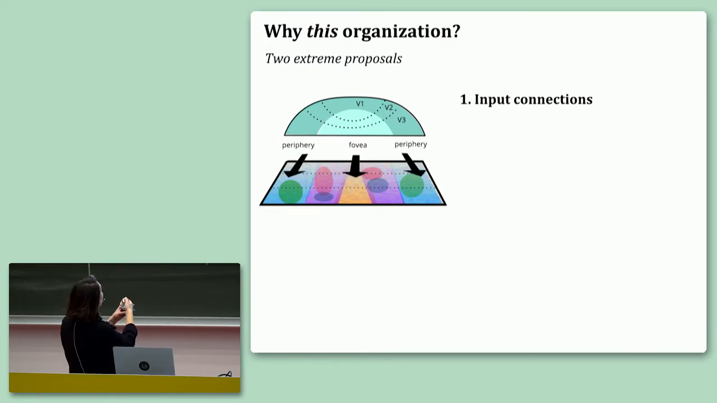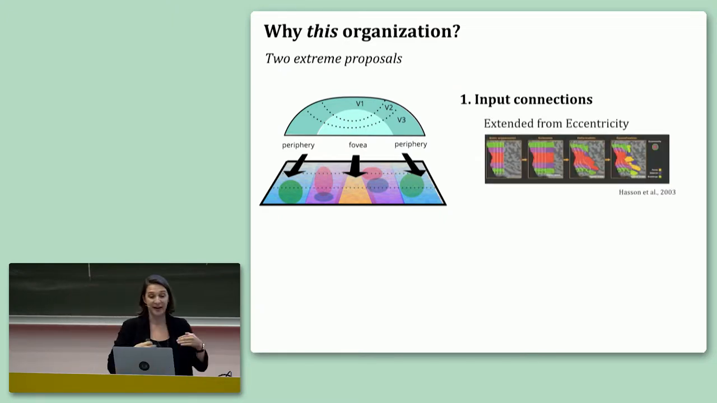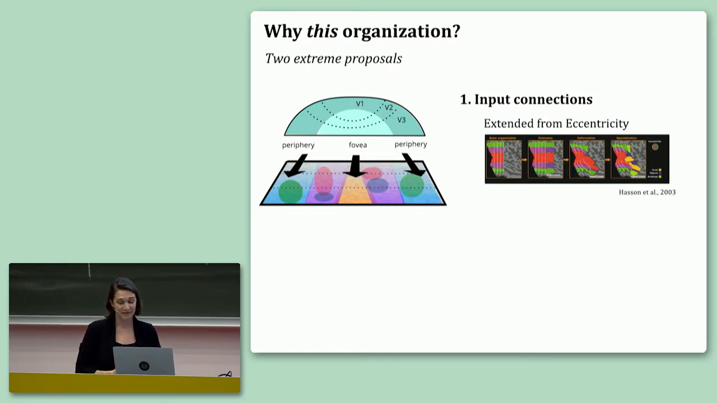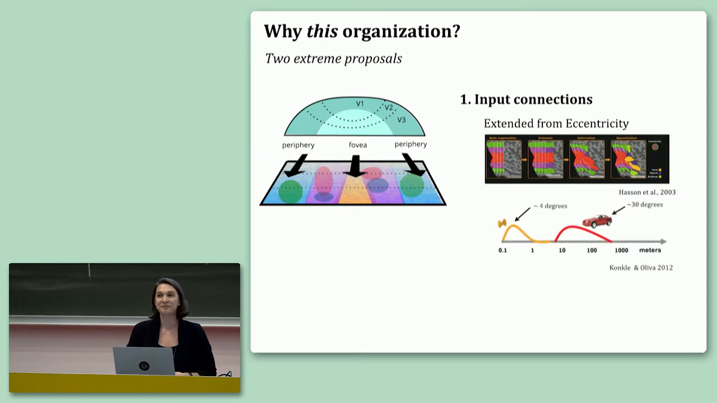That is, we have early visual cortex mapped like this, and the cortex just has this eccentricity organization that gets extended going forward, and then you start to get specialization by object categories. So this was initially proposed by Uri Hasson, Rafi Malach, and Ifat Levy. We added to it by thinking about real-world size.